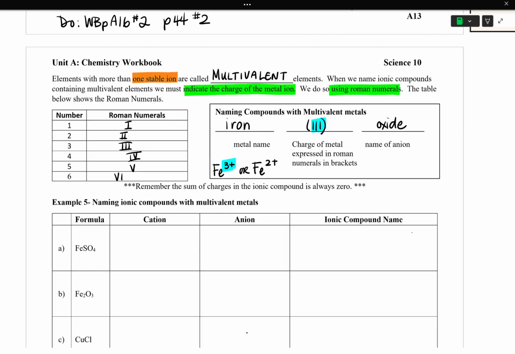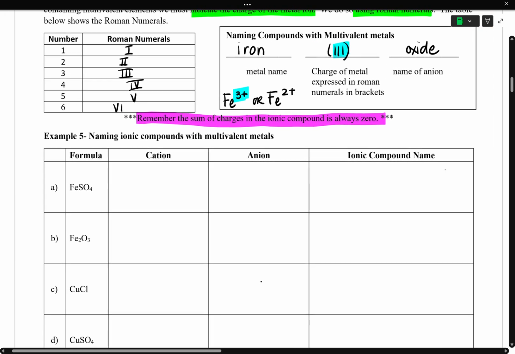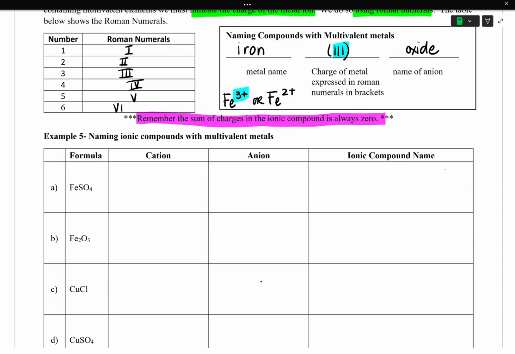Okay. We also have to remember here that the sum charge of the whole compound will always equal 0. So let's try some out, and then I'll let you work on some more questions of your own. So we're going to look at how many of each ion we have and what the charges are. The first thing we recognize is we look at our metal and see that it is iron, and on the periodic table it could either be Fe3 plus or Fe2 plus.